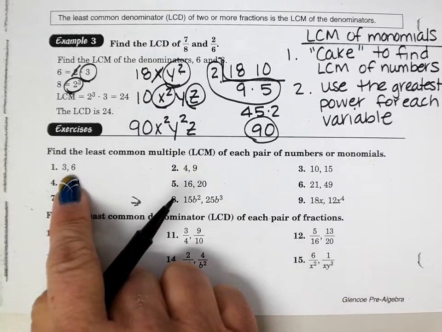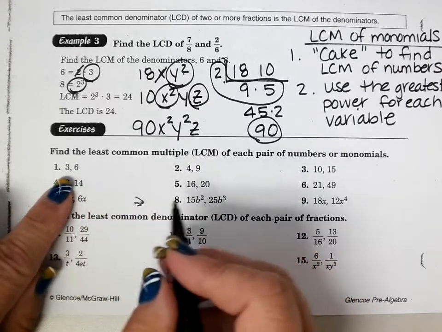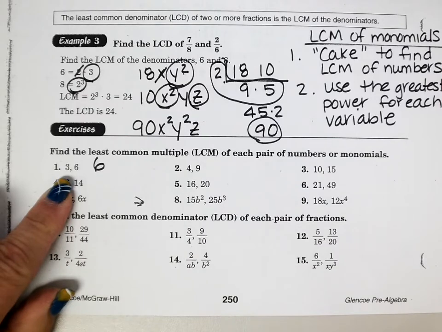For 3 and 6, I'm going to start counting, and you always start counting by the bigger number. So 6. Does 3 go into 6? Yes. So 6 is it.